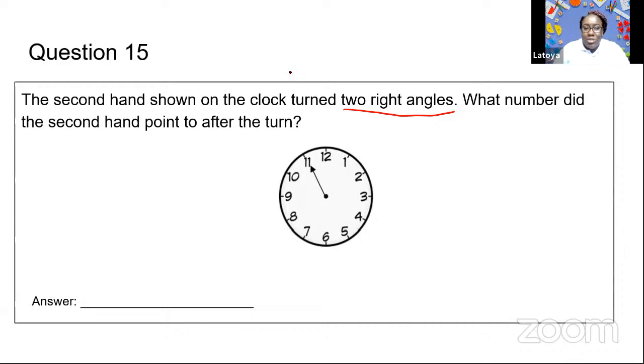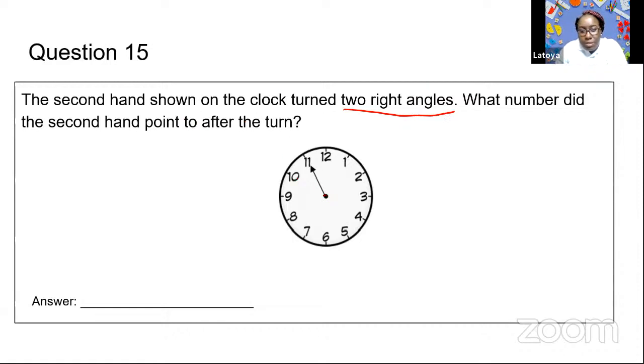Okay, let's see. So the second hand turned 2 right angles. I'm making it look easy. Okay, so 2 right angles. The second hand shown on the clock is turned how much? 2 right angles. What number did the second hand point to after the turn?